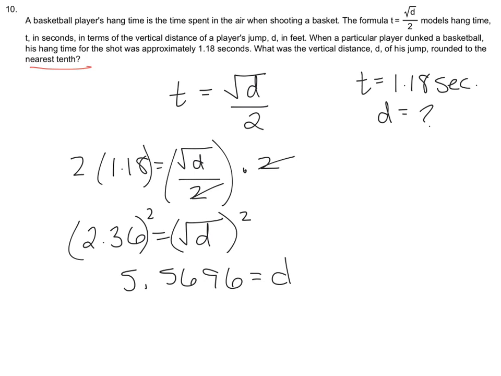Our problem asks us to round to the nearest tenth. That means 1 decimal place. So we'll look at the digit that's 2 decimal places behind the decimal. And if that digit is 5 or greater, then we'll round our number up. Since we have a 6, we're going to round the 5 up to a 6. So this becomes D equals 5.6 feet.